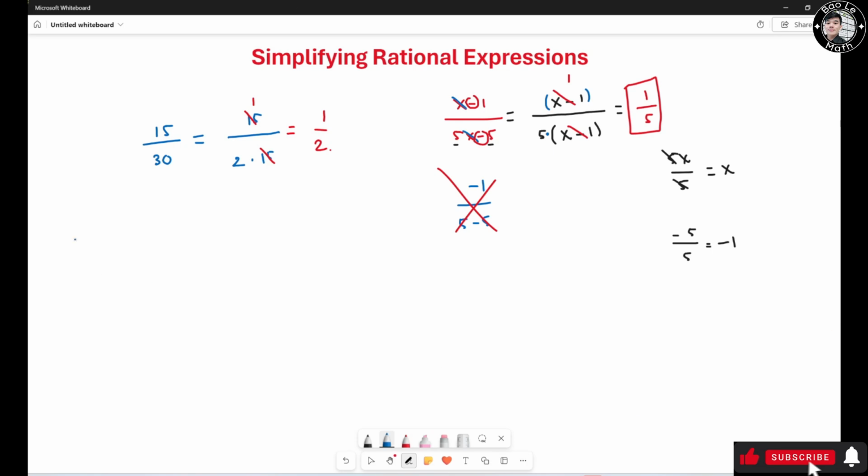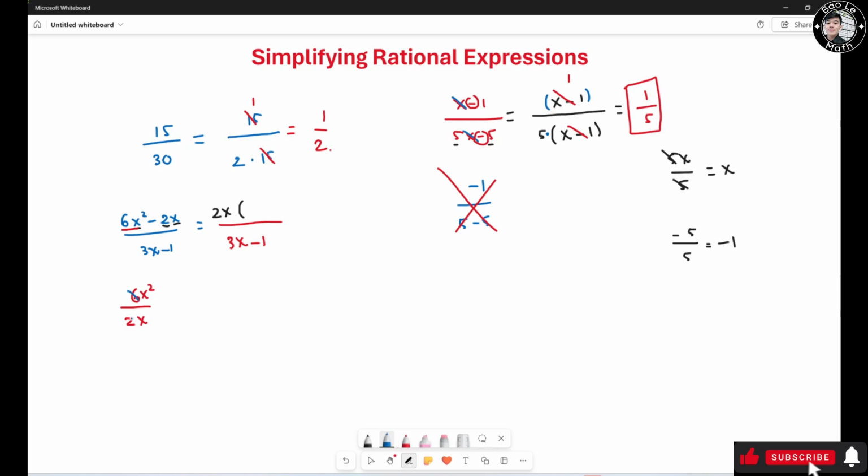Now let's take a look at the next example. For example, I need to simplify 6s squared minus 2s over 3s minus 1. Now I look at the denominator right here. I don't have any GCF, so I just rewrite 3s minus 1. Now the numerator, the GCF of 6 and 2 is 2. The GCF of s squared and s is s. I have 6s squared. I factor 2s out, which means I divide by 2s.